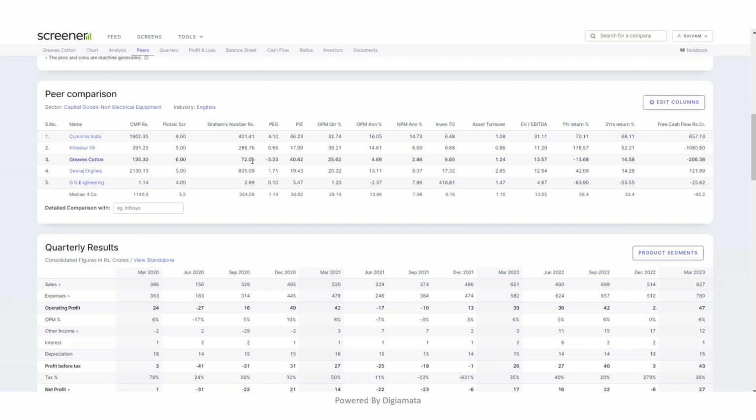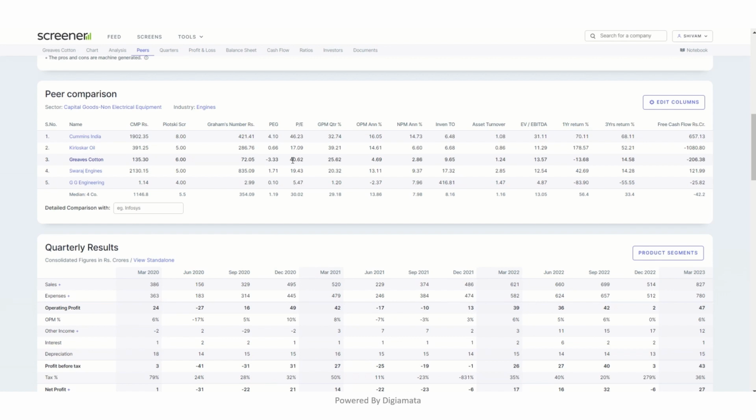The Graham's number is 72 while your current market price is 135. So you can see that your current market price is way higher than your Graham's number. So definitely the stock is overvalued. Then you have your PEG ratio as minus 3.33. Now PEG ratio should be less than 1 but not less than 0. And if you really want to find out the growth rate, what you can do is divide your PE ratio by your PEG ratio. So if you remember, PEG ratio is PE ratio divided by growth rate.